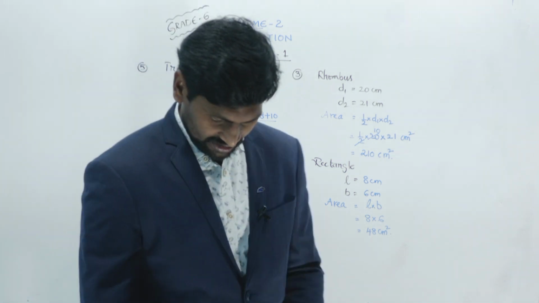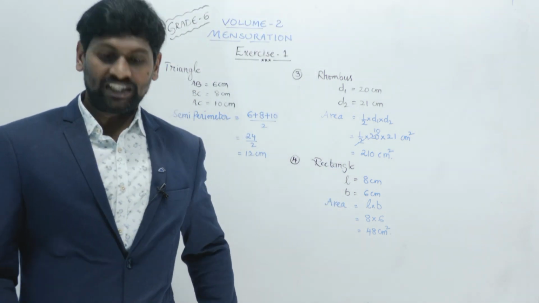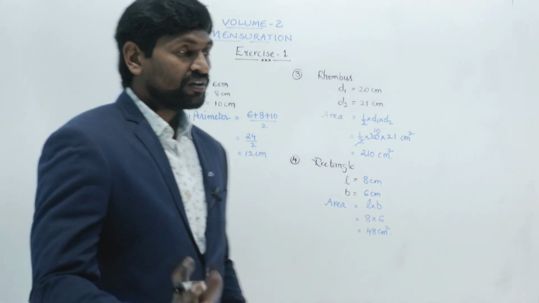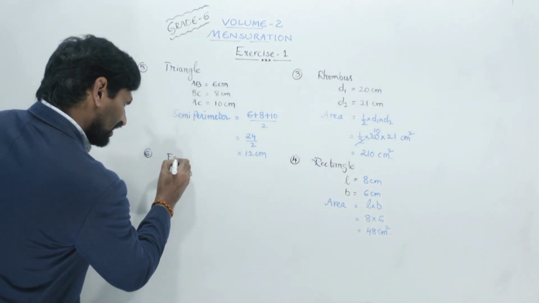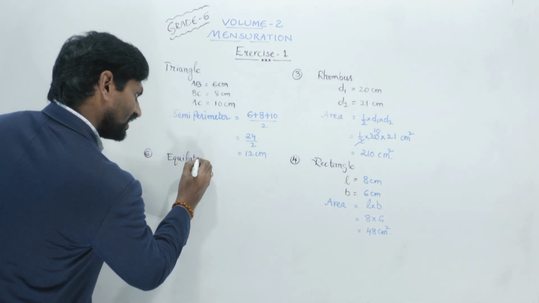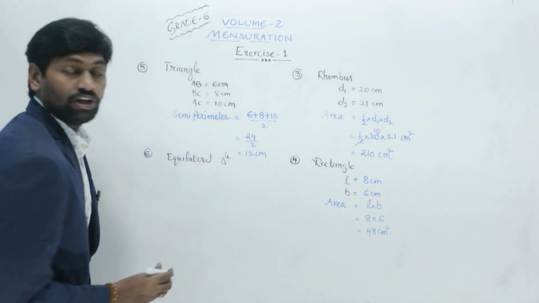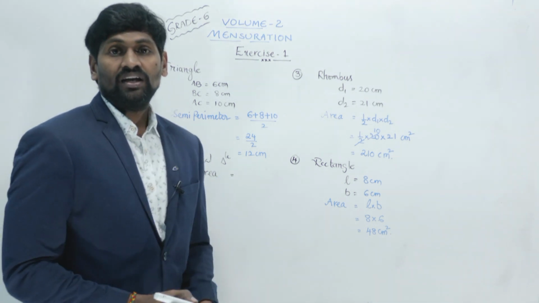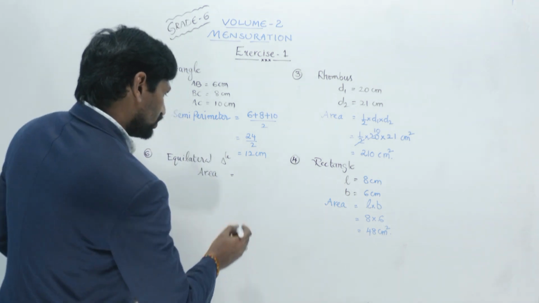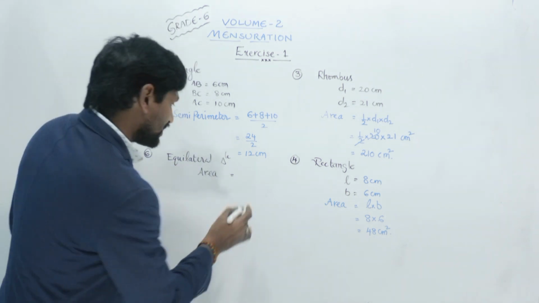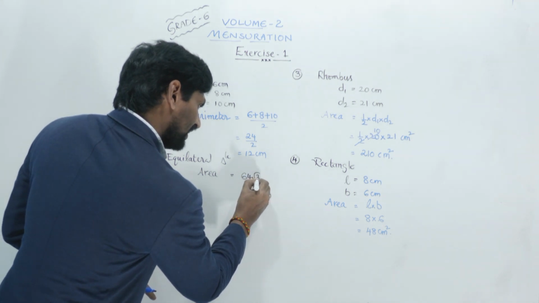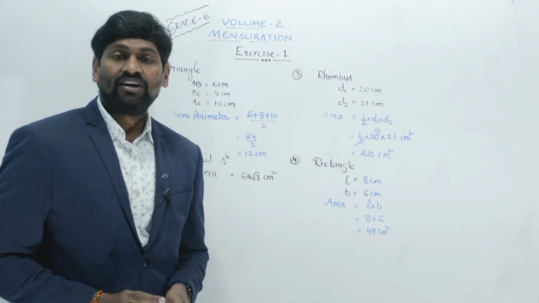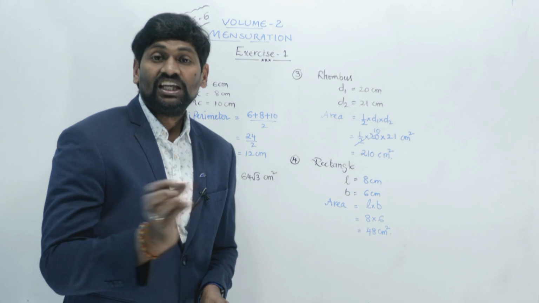The sixth problem is to find the side of an equilateral triangle of area 64 root 3 centimeter square. So what is the equilateral triangle area formula? The area formula is root 3 by 4 a square. Here the area value is given as 64 root 3 centimeter square, but we should find the length of the side of the equilateral triangle.